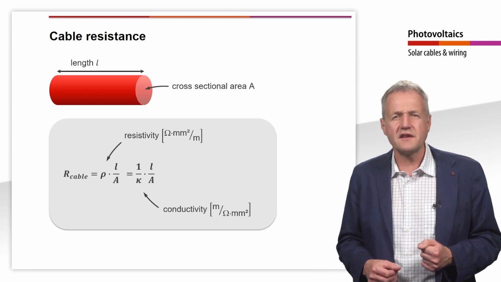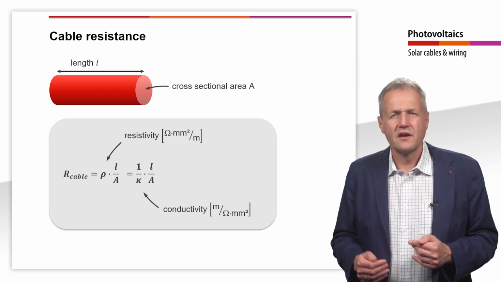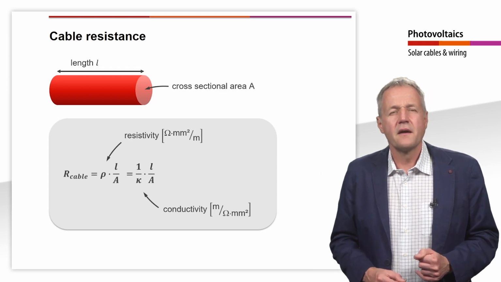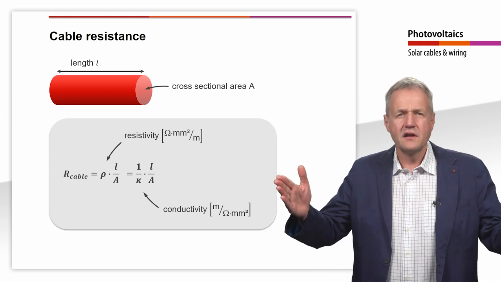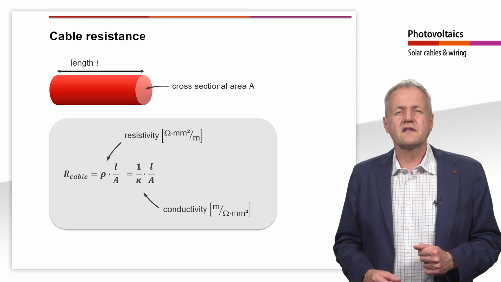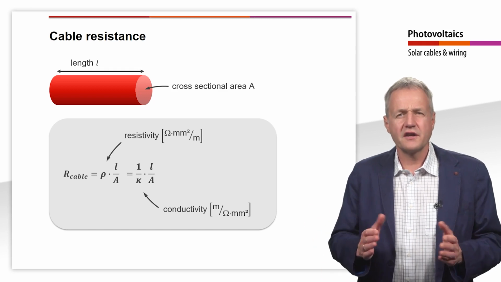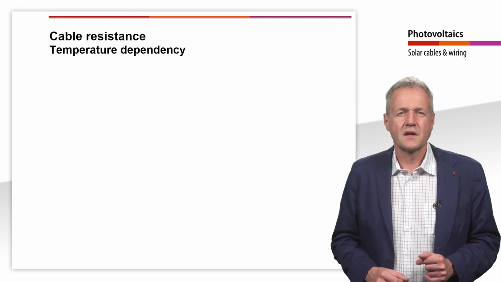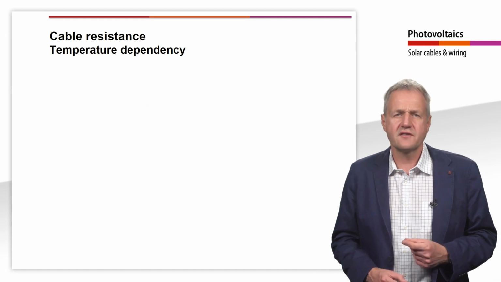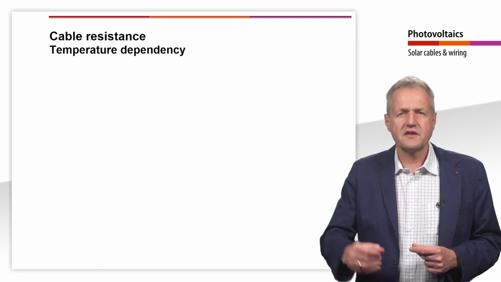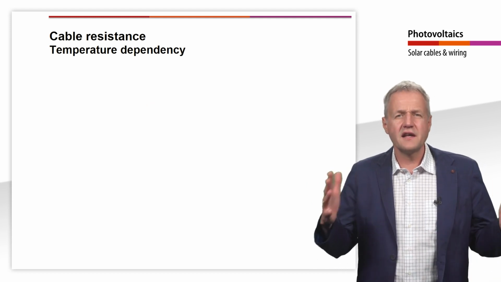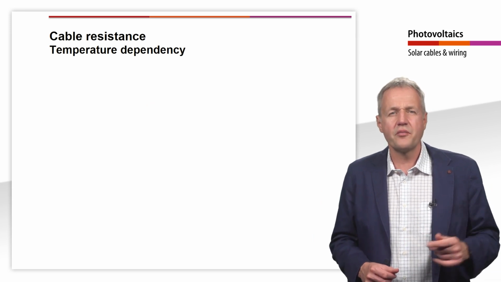From the equation we can see the following relationships. The greater the conductivity, the lower the resistance of the cable. In addition, the longer a cable and the smaller its cross-section, the greater the resistance. For a small resistance, a cable should therefore be as short and thick as possible. It is important to mention here that the temperature also has an influence on the resistance of the cable. At higher temperature, the resistance increases. With poor rear ventilation, the module backsides can heat up to around 70 degrees Celsius during operation.